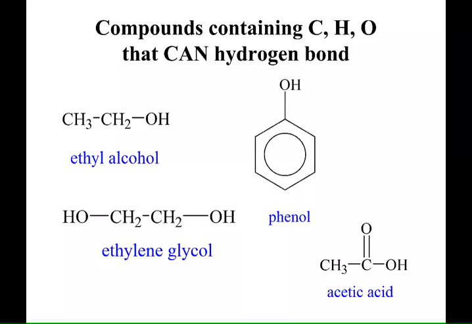All right, now I have some examples. These are all things that can hydrogen bond with themselves. So here we have ethyl meaning 2, prop meaning 3, meth meaning 1. So we have ethyl alcohol. Here we have phenol.